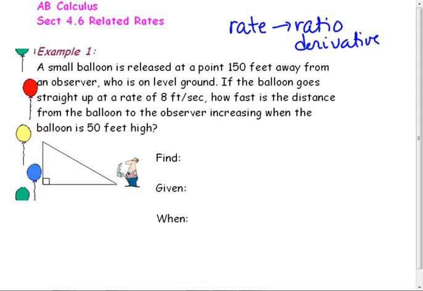A small balloon is released at a point 150 feet away from an observer. Let's just look at one color. Let's look at the blue one. If the balloon goes straight up at a rate of 8 feet per second, we're not going to factor in any wind, how fast is the distance from the balloon to the observer increasing when the balloon is 50 feet high? Well, first I read the question.